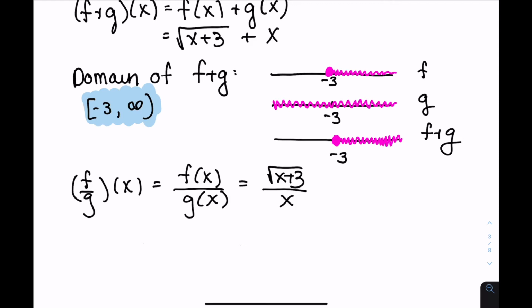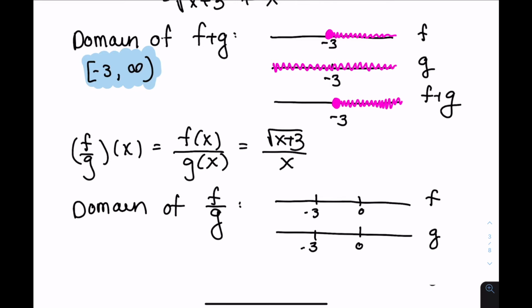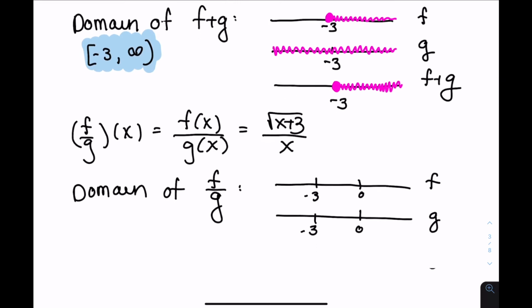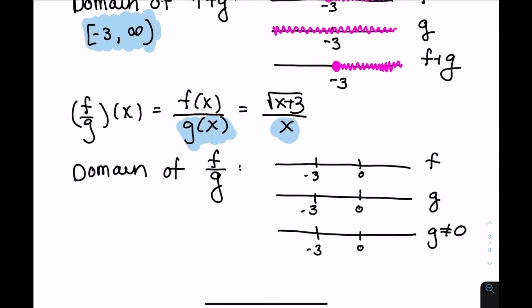So now I've got a couple things to consider when I find the domain of the division of these two functions. I'm still concerned with my function f. I'm still concerned with g. But now I also have this problem because g is in the denominator. So we have some issues when x is equal to 0. It originally worked fine, but if I try to plug it in now, I'm going to divide by 0. So I also have to take into consideration, where does g not equal 0?